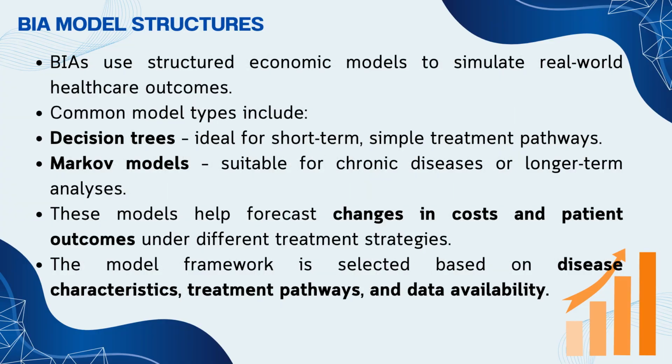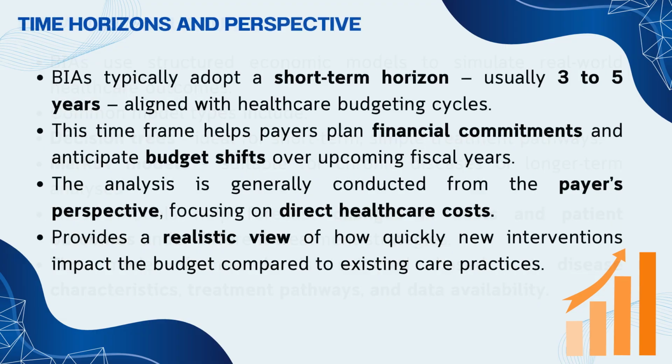Moving on, let's talk about how BIA is done. To estimate the financial impact, BIA uses different model structures, mainly decision trees and Markov models. Decision trees are used when the treatment pathway is short and simple, for example, an acute condition. Markov models are used when we are dealing with chronic diseases, where patients move between health states over time. These models simulate different treatment strategies and forecast how cost and patient outcome might change once a new therapy is introduced.